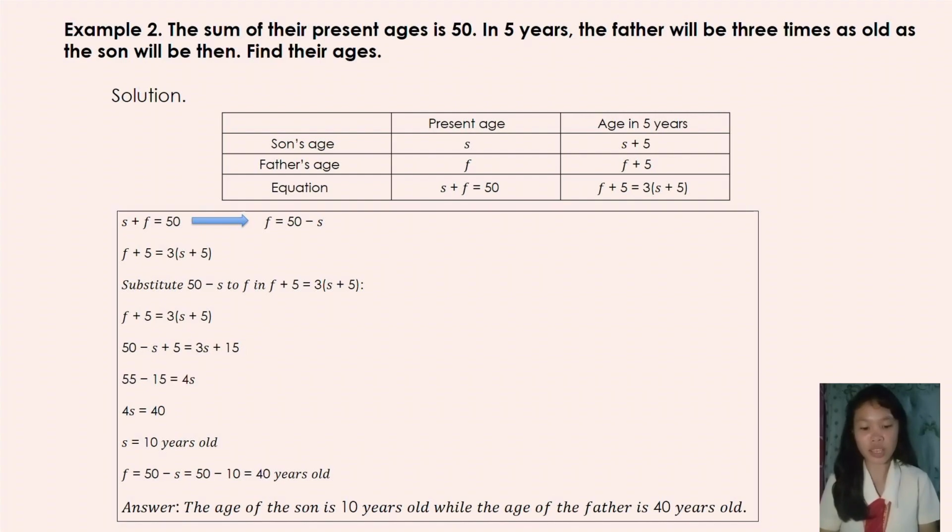Therefore, the son's age in 5 years is 15 years old. And for the father, we will substitute 40 to F plus 5. So it will be 40 plus 5, so the father's age is 45 years old, making the father 3 times as old as the son will be then in 5 years. So let us move forward to example number 3.